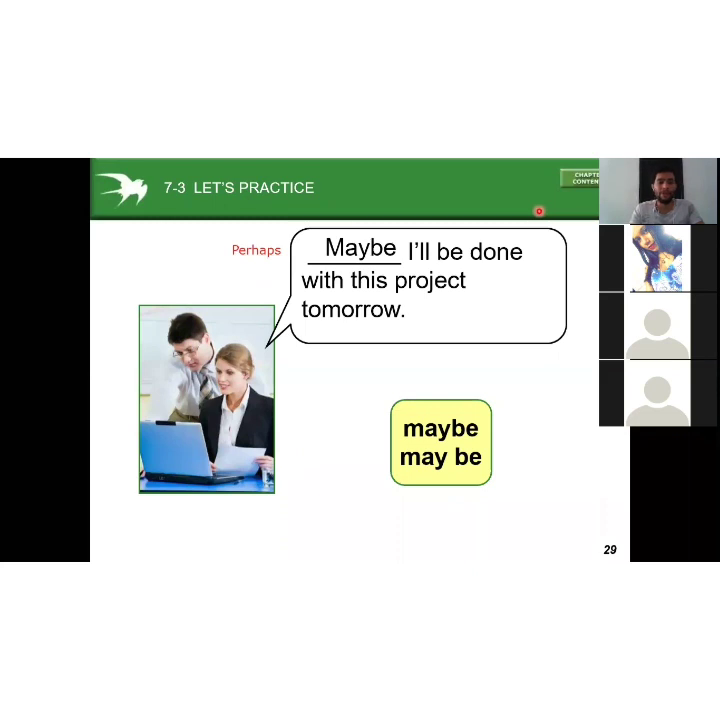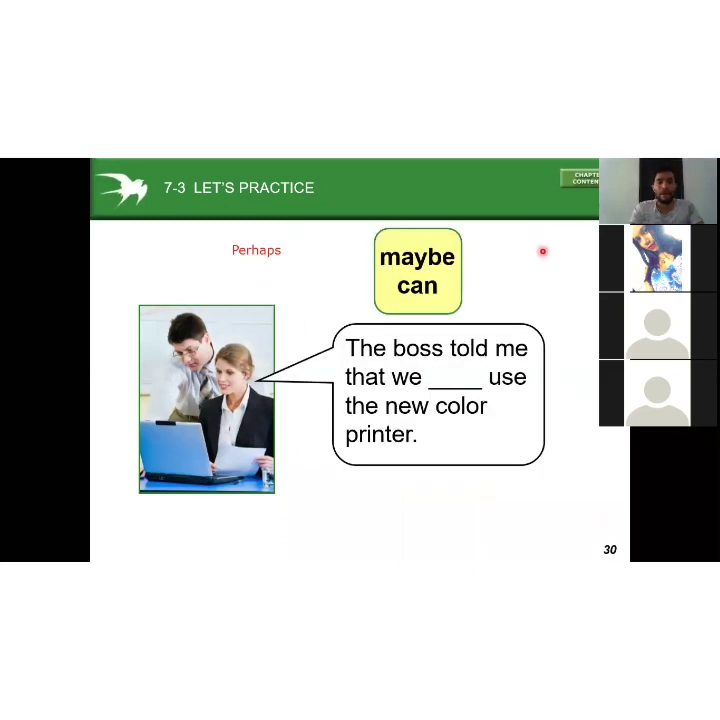All right, let's continue. How about here? "The boss told me that we maybe or can use the new color printer." Very good, guys. So I think it was clear, was it? Yes. Great, very much clear. So let's continue on the next part.